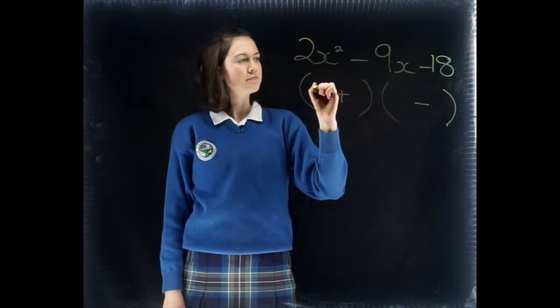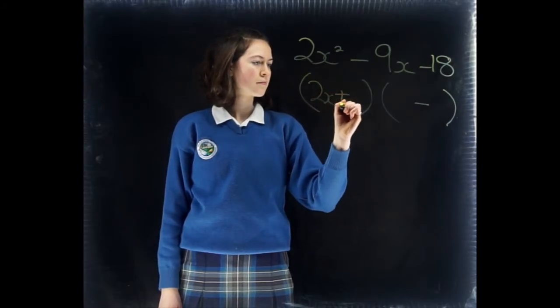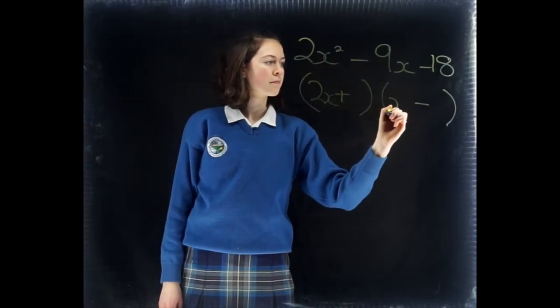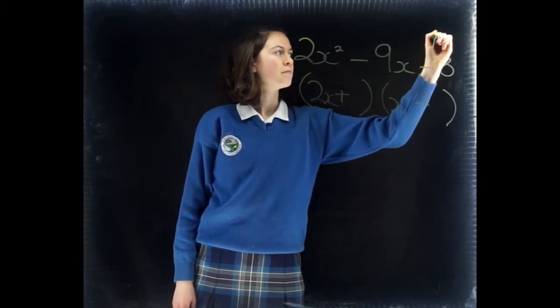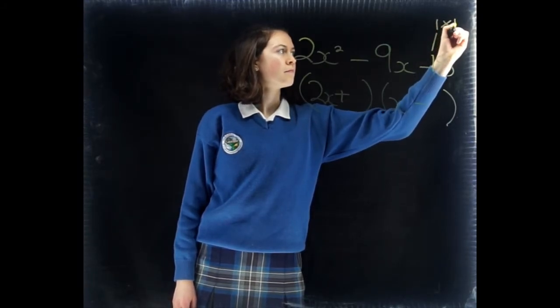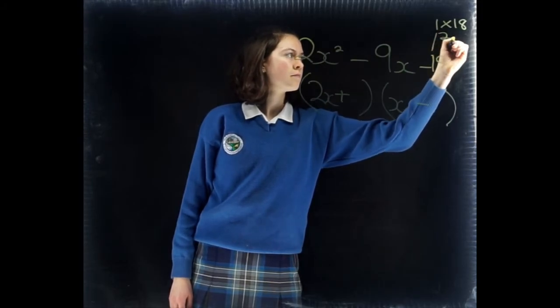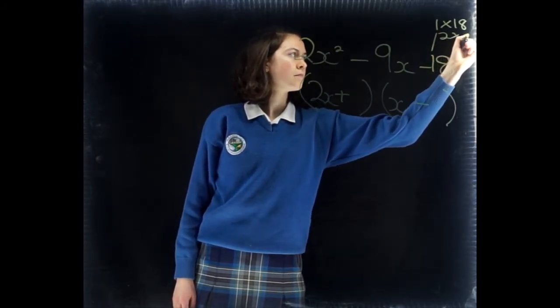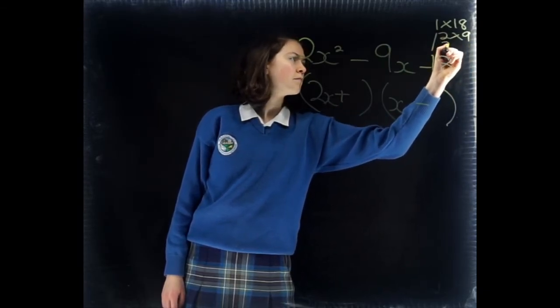Then look at the first term. You're going to factorise it by putting 2x in one bracket and x in the other. Then list out the factors of the final term. So for 18, we have 1 and 18, 2 and 9, and 3 and 6.